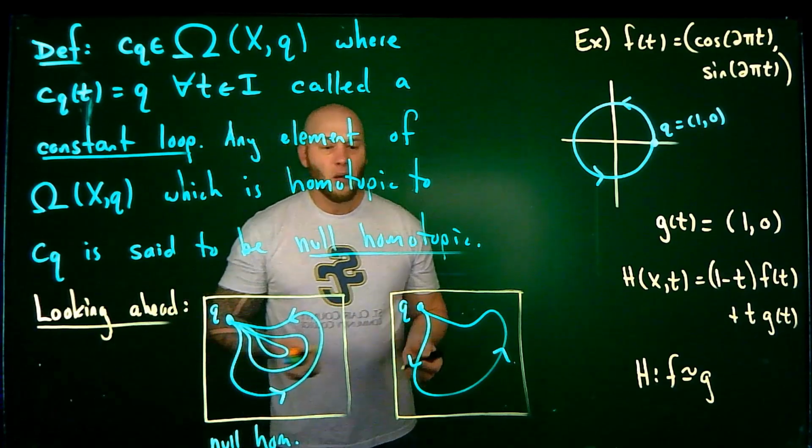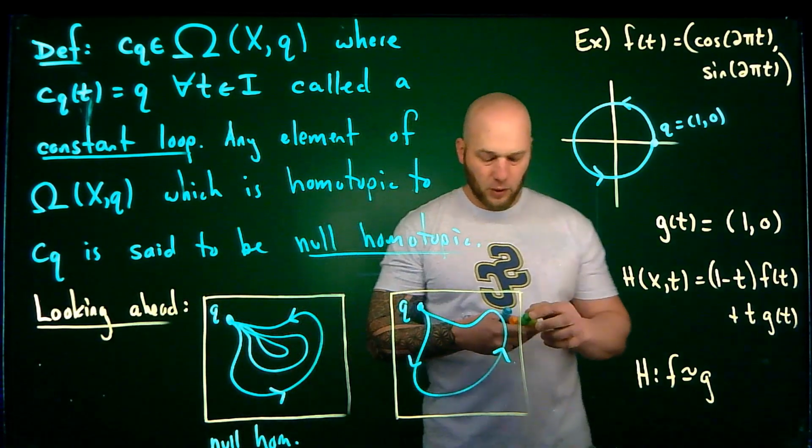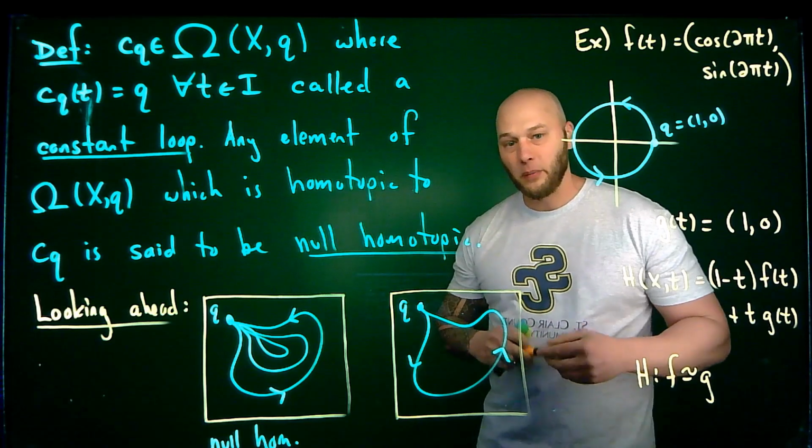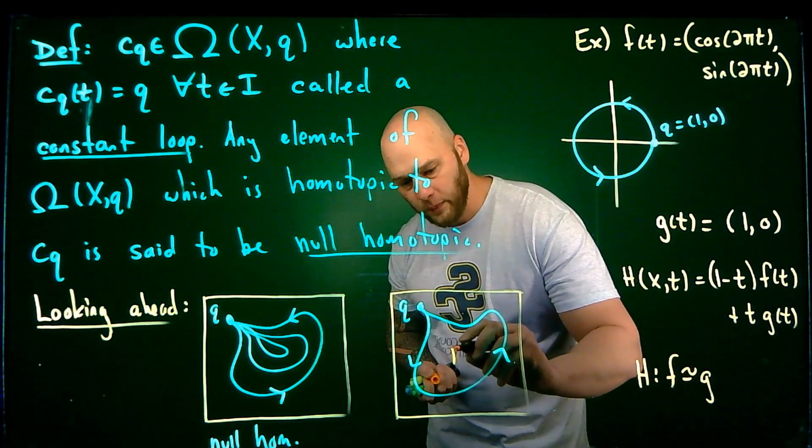Okay, great. Now, what happens if this topological space over here, which I'm going to make a little bit different, has a hole?